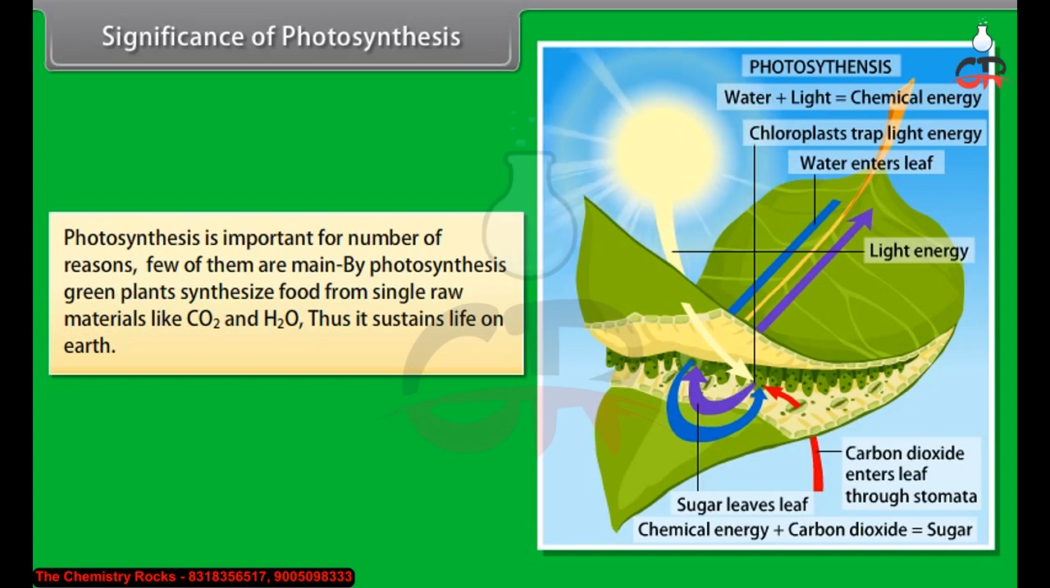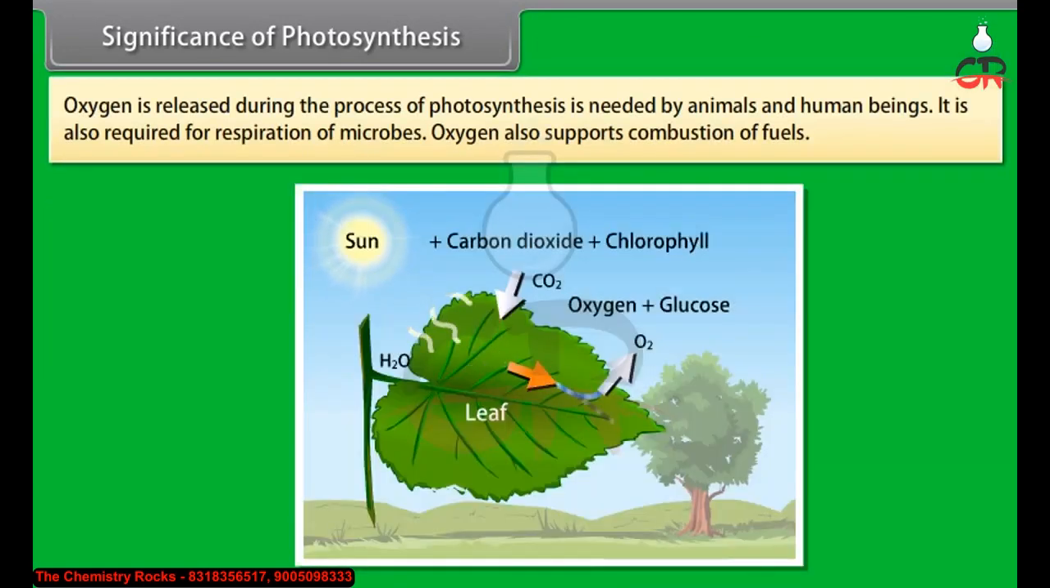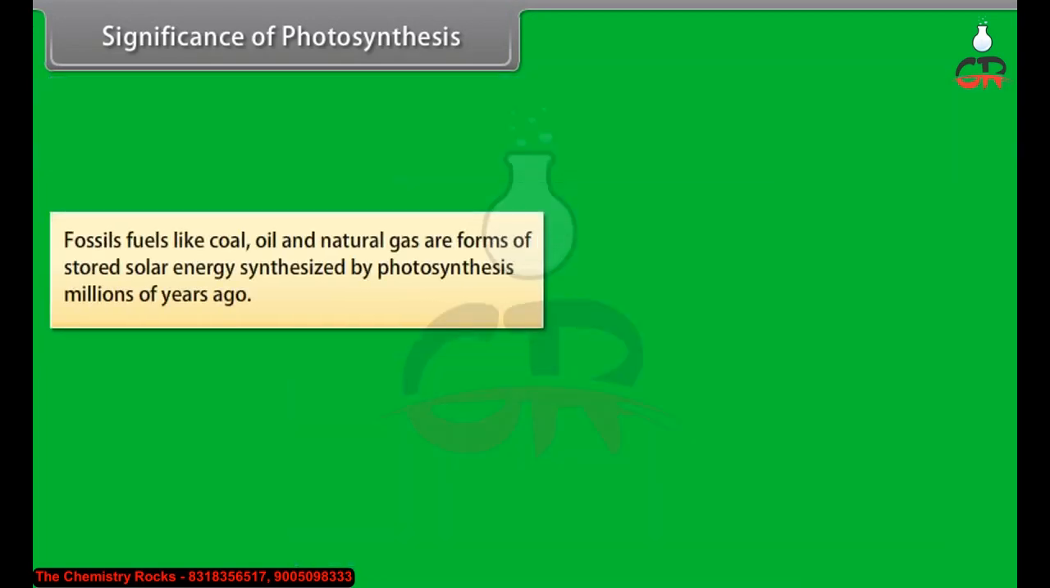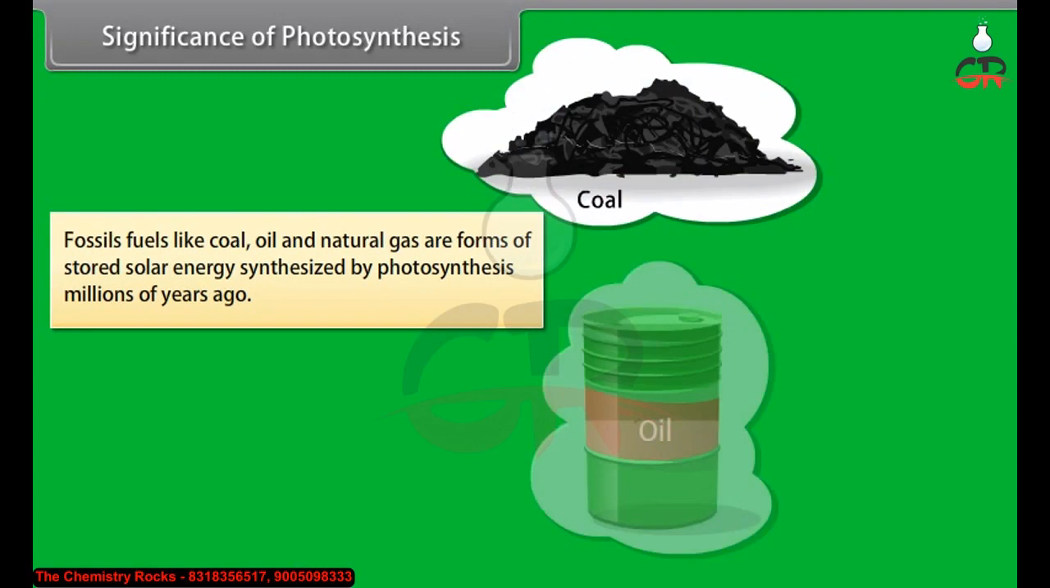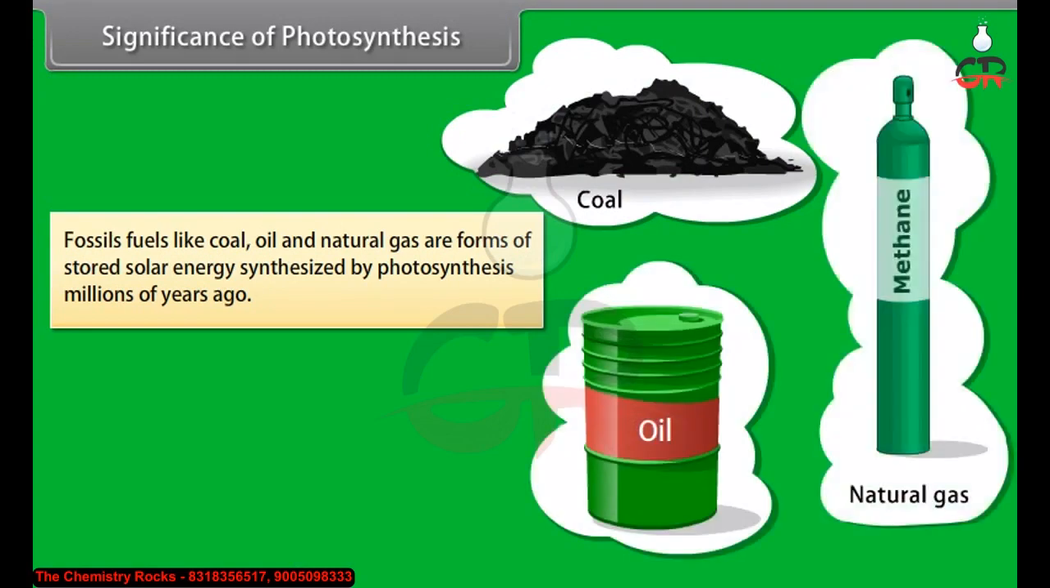Oxygen is released during the process of photosynthesis and is needed by animals and human beings. It is also required for respiration of microbes. Oxygen also supports combustion of fuels. Fossil fuels like coal, oil, and natural gas are forms of stored solar energy synthesized by photosynthesis millions of years ago. Assessment. Before proceeding further, let us know how much you have learned.